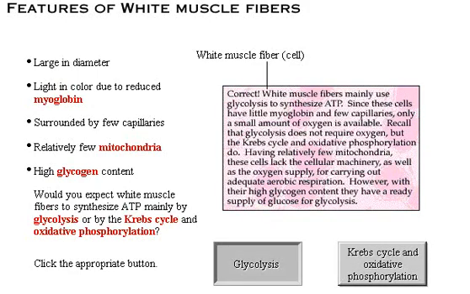Correct. White muscle fibers mainly use glycolysis to synthesize ATP. Since these cells have little myoglobin and few capillaries, only a small amount of oxygen is available for metabolism. Recall that glycolysis does not require oxygen, but the Krebs cycle and oxidative phosphorylation do. Having relatively few mitochondria, these cells lack the cellular machinery, as well as the oxygen supply, for carrying out adequate aerobic respiration. However, with their high glycogen content, they have a ready supply of glucose for glycolysis.